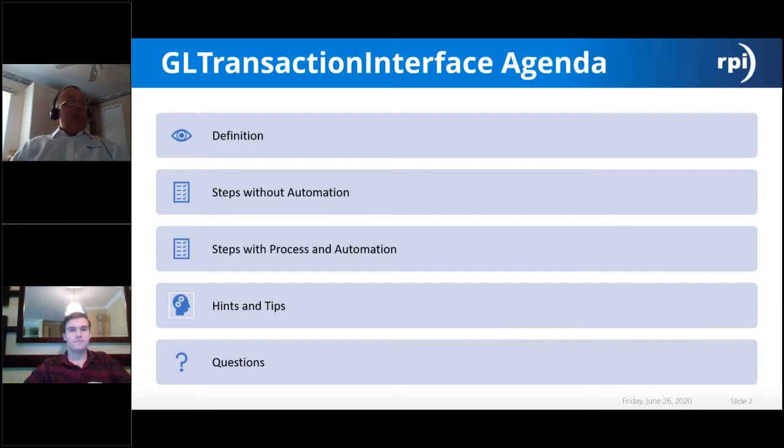Basically, today we'll talk about the definition of the GL transaction interface. We'll show you the actual process and steps you do without any automation whatsoever. And then we'll show you what we did in our case to process that all the way through in an automated fashion. We'll show you a live example of the actual process and interface that we built, and after that we'll go with the hints and tips, and we'll end with questions at the end.